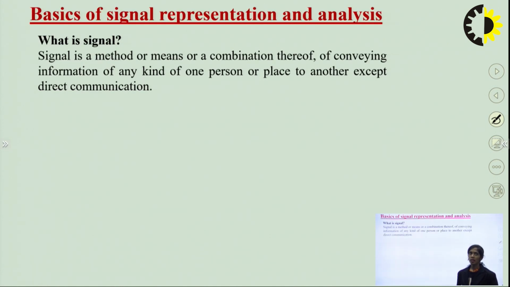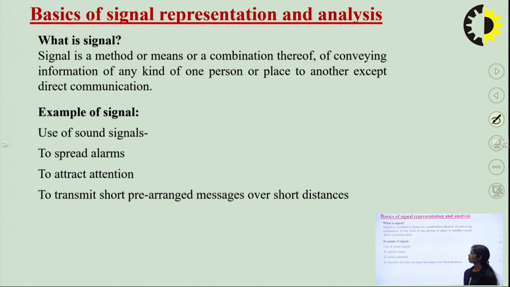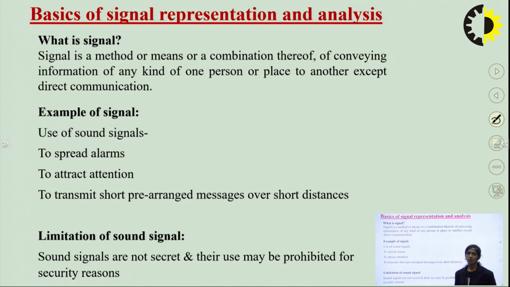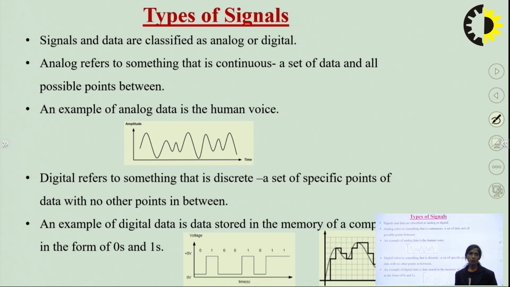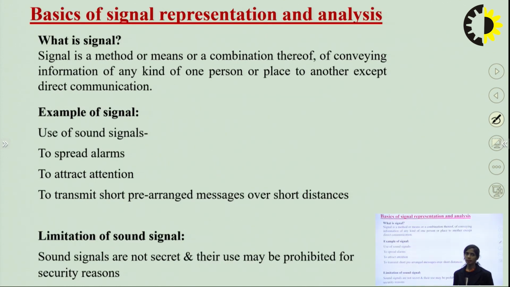Now, first of all, we have to learn what a signal is. A signal is a method or means, or the combination of all the information, of any kind from one person or place to another for direct communication. If we see examples of signals, we have different types of signals in day-to-day life. We have a sound signal, alarms to attract attention, and we can transmit short signals also. So there are some limitations of signals. Sound signals are not secret, and they may be prohibited for security reasons.